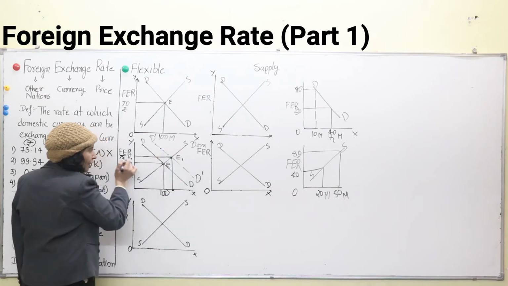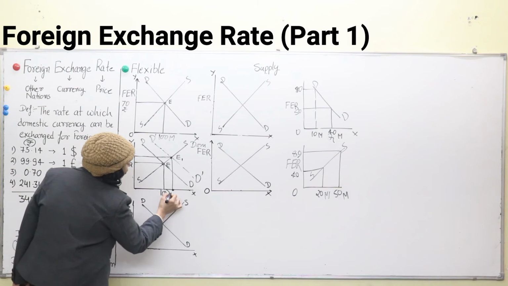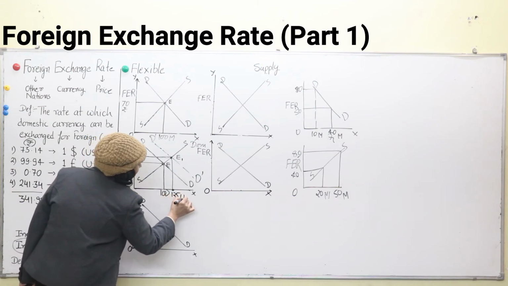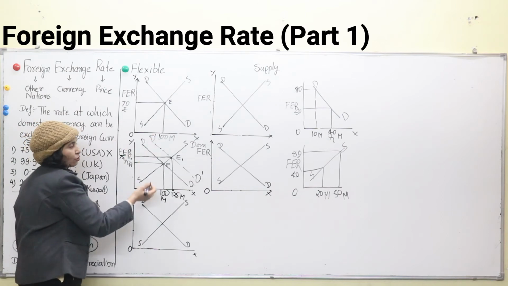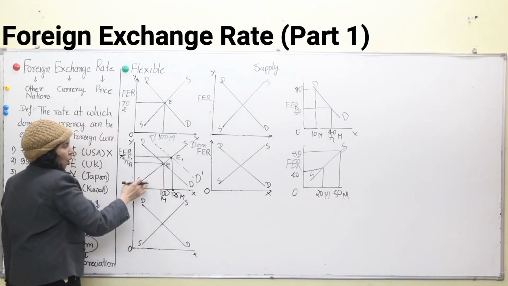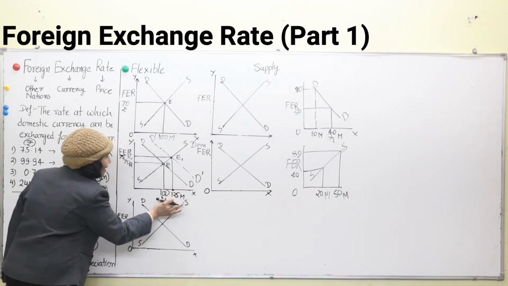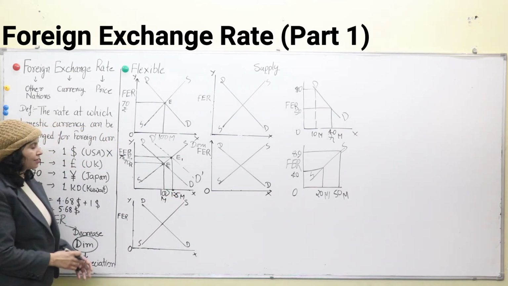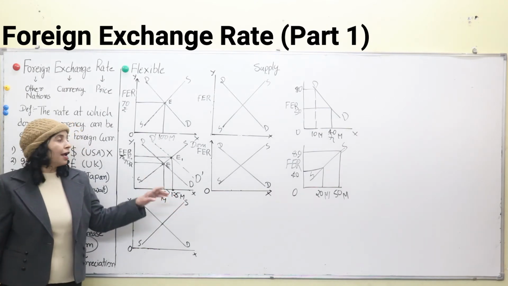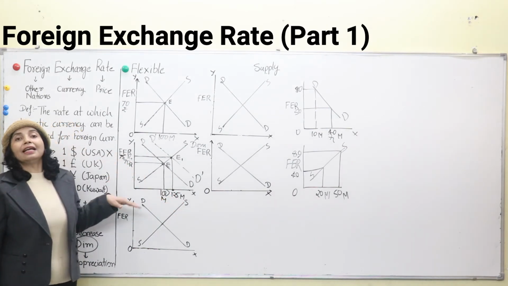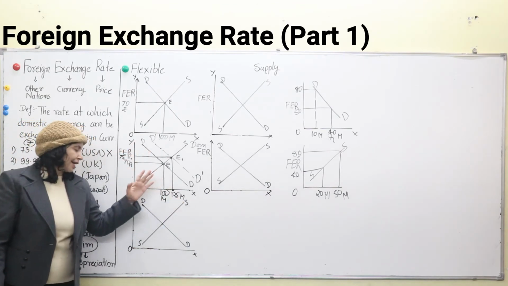Just drop two perpendiculars on both the axes and you will get the new equilibrium. Here you can write $125 million, 100 million, and 125 million, and here R1. So what has happened? Your quantity of foreign exchange in the international market has increased and your rate has also increased. That means with an increase in demand for foreign exchange in the international market, your foreign exchange rate will increase, and the quantity will also increase.